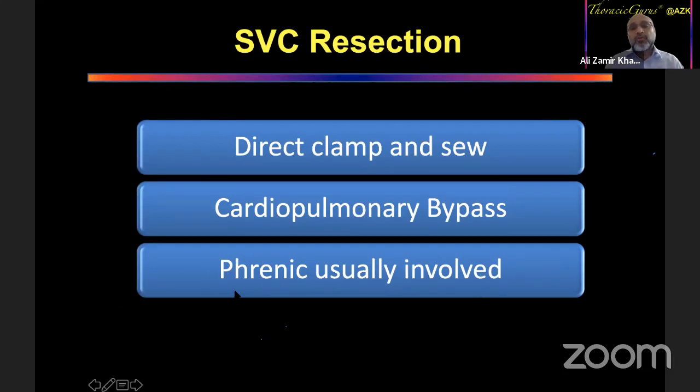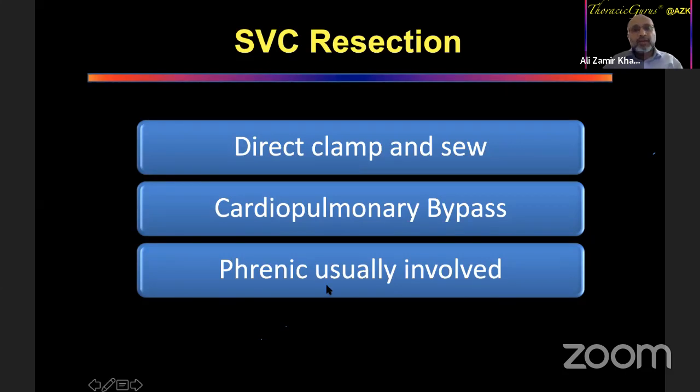Most of the time when we do these sort of surgeries, very often we find that the phrenic may be involved. And if we do have to do that, then I personally do only one-sided phrenic resection. I will never do bilateral phrenic resection. And if I have to do a phrenic resection, I will actually plicate the diaphragm on the table, so that the patient does not end up on the ventilator or with compromise of the respiratory system.